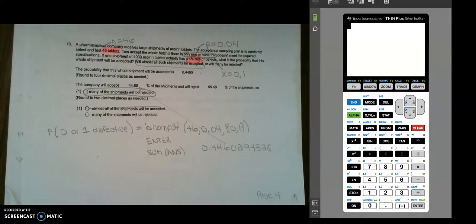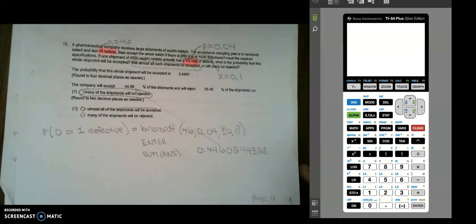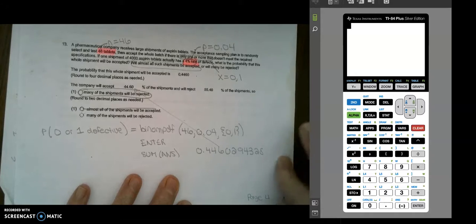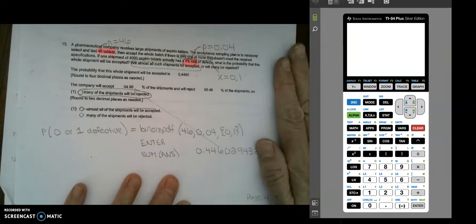Hi, this is another example of the binomial distribution, section 5.2. I believe this is close to number 12. So just ignore this part. I spilled coffee, so just ignore that part. I just don't want to rewrite everything here.